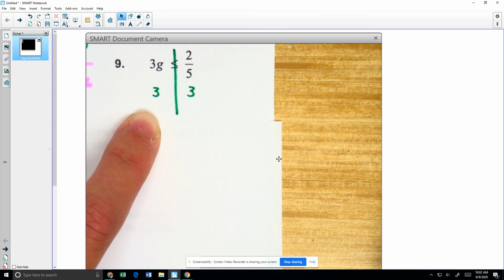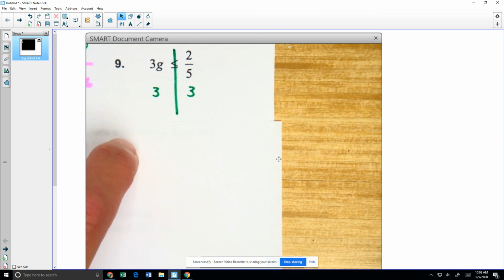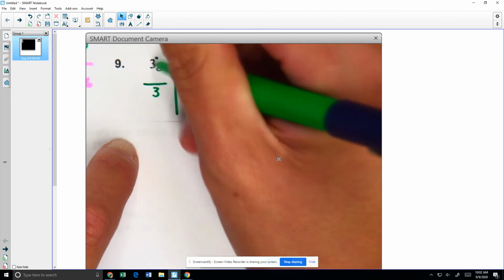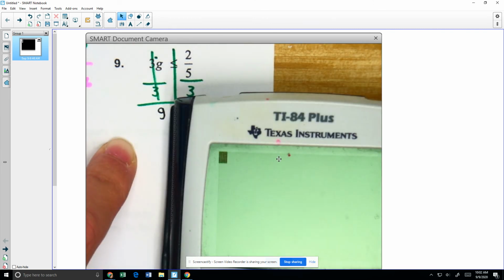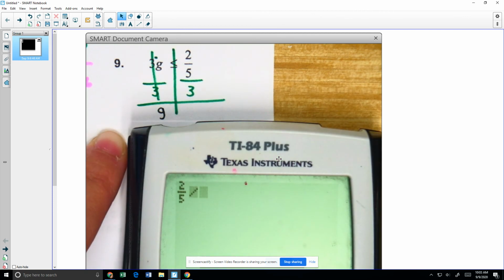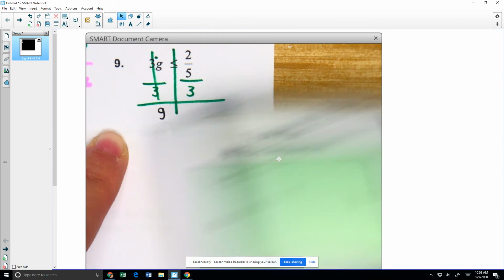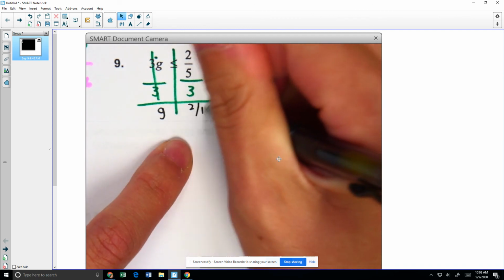Okay, add, subtract, multiply, divide. Divide, because it's 3 times G. Opposite of times is divide. So I'm going to divide both sides by 3. So I end up getting G. 2/5 divided by 3, I have no idea. So type it in your calculator as a fraction. 2/5, write it first because it's on top. Divided by 3 gives me 2/15. Okay, so 2/15.